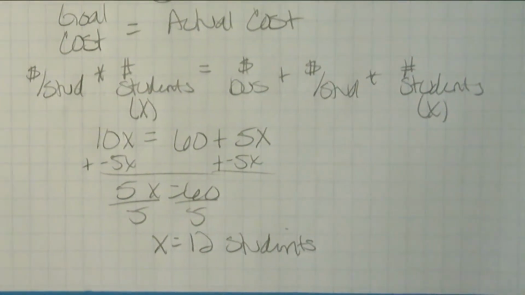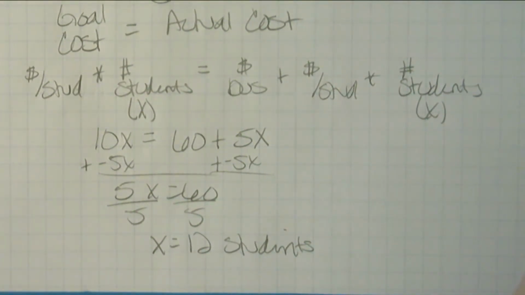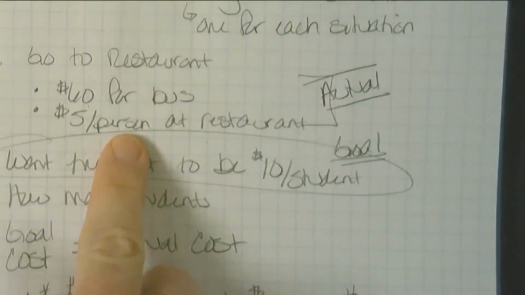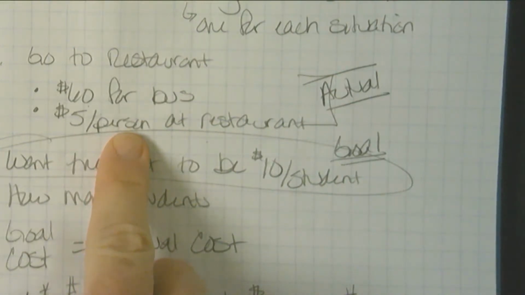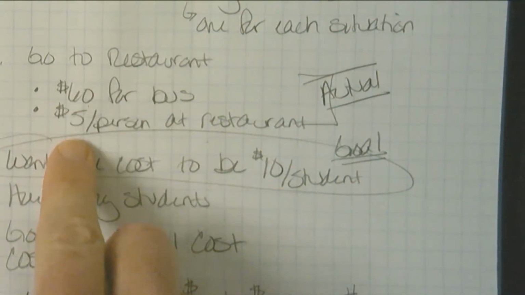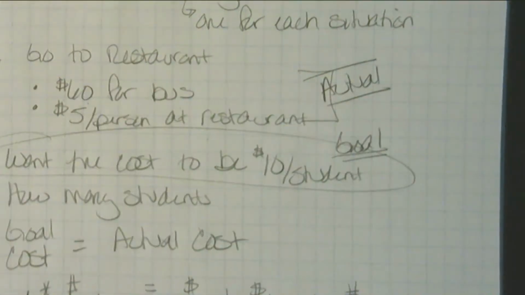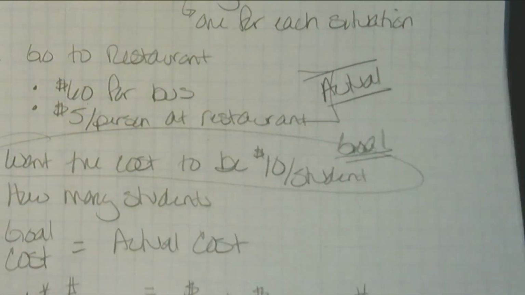Yes? Where did you get the cost? Oh, not the cost here. That's the cost for the buffet. Yeah. Yep, that's where the 5 comes from. So the actual costs are $5 per person for the buffet, and then $60 for the bus. Does that make sense? Okay.